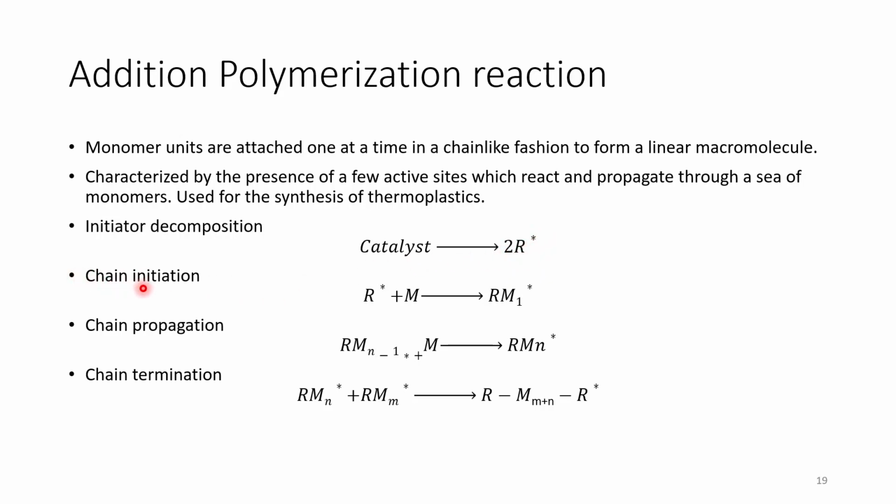First, chain initiation. R* will react with monomer and form RM1*. Now chain propagation. In this case your monomers will keep on reacting with this radical and keep forming these various chains. Now at the end, the various chains having these radicals will terminate by reacting with each other, leaving this catalyst as it is.